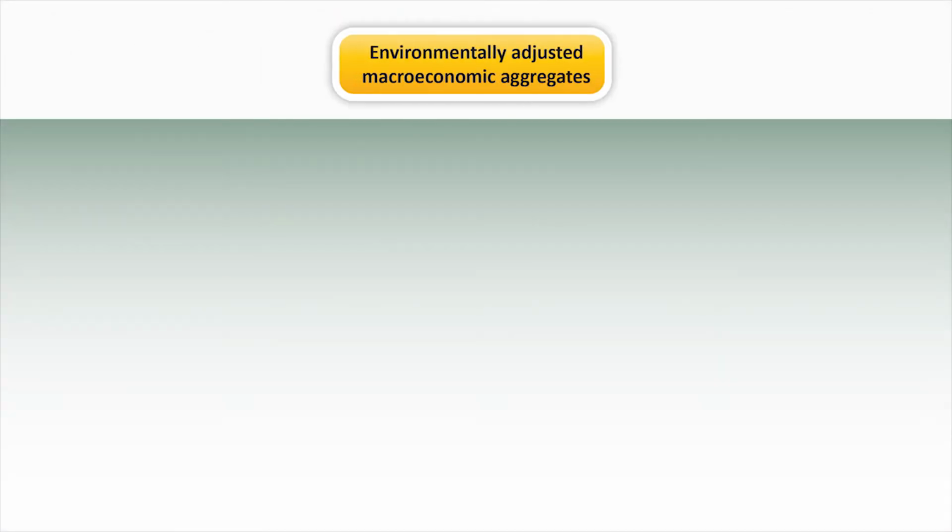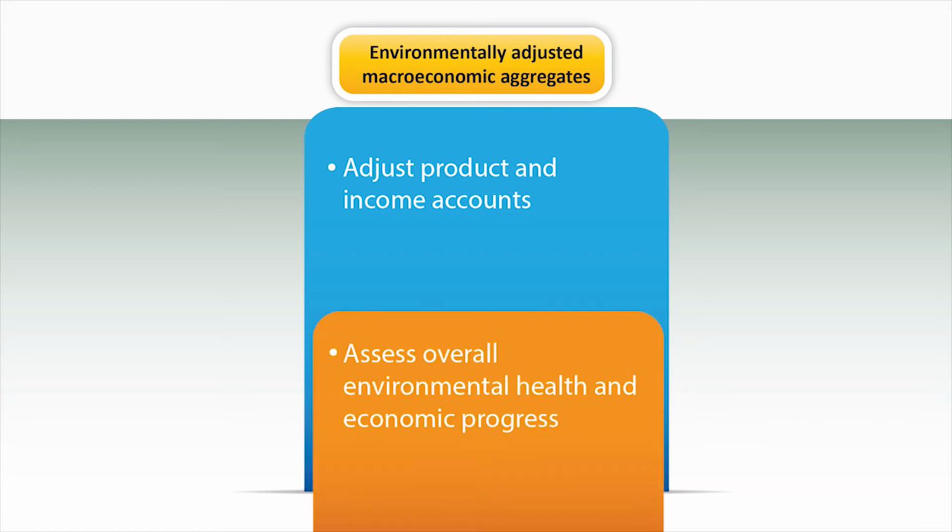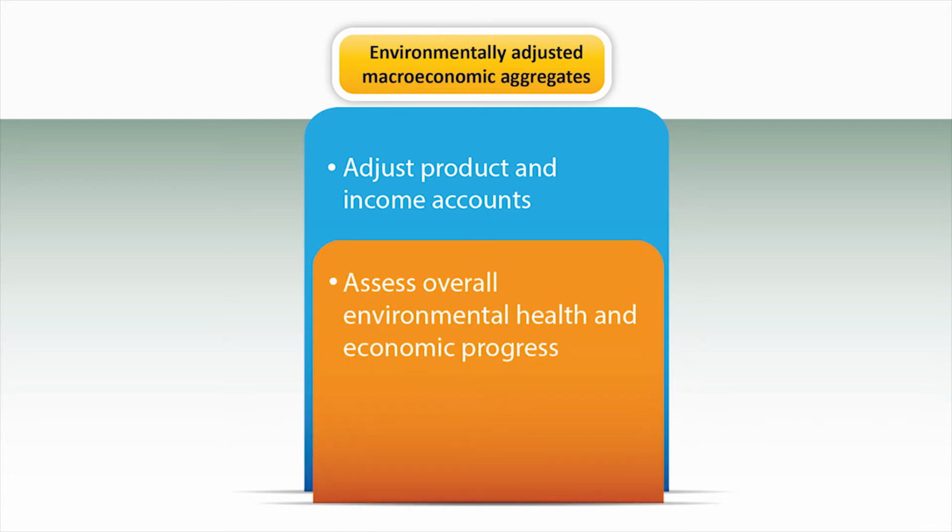Finally, the 4th type of environmental accounting is environmentally adjusted macroeconomic aggregates. Use the previous types of environmental accounts to adjust product and income accounts to assess overall environmental health and economic progress. The examples include environmentally adjusted GDP and net domestic product, or NDP.